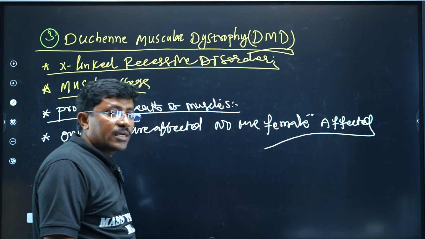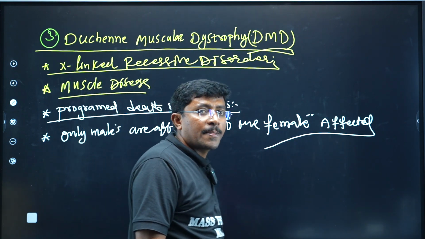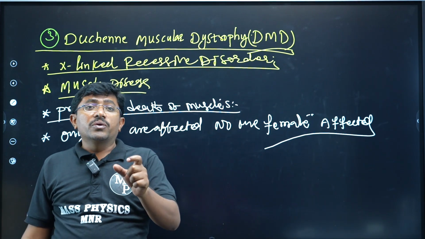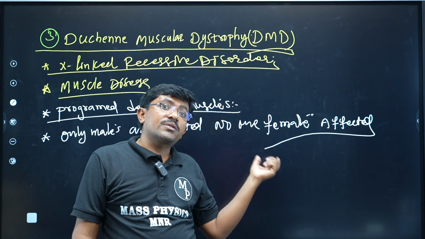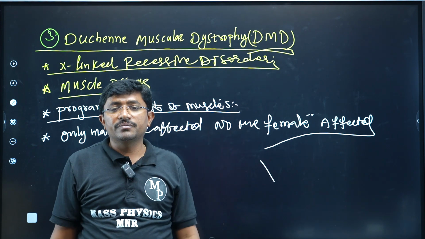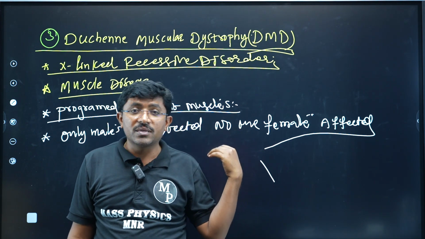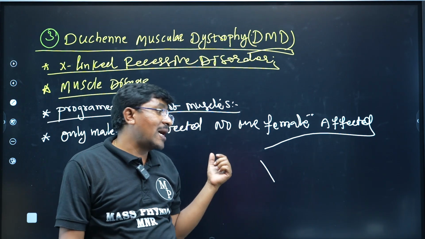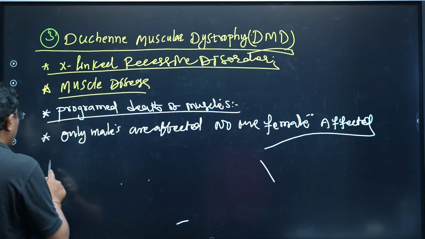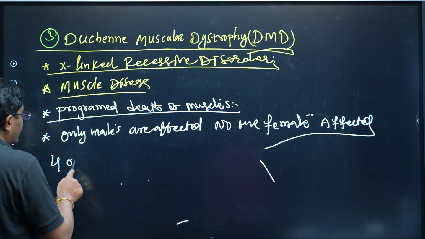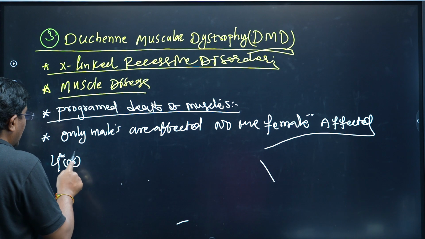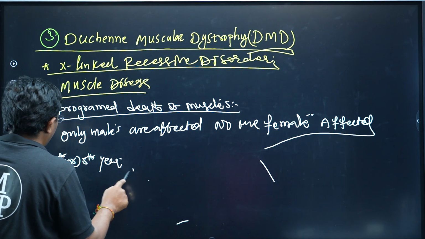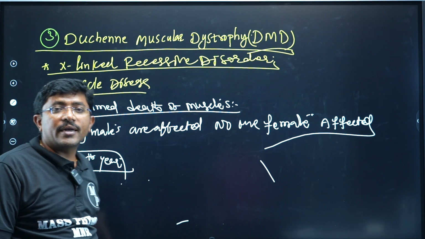Then I want to give some explanation regarding this. Myotonic dystrophy is there, right? Myotonic dystrophy and Duchenne muscular dystrophy, these both are different. Both are muscle disorders, but myotonic dystrophy happens in adulthood, whereas this one starts from the 4th or 5th year.